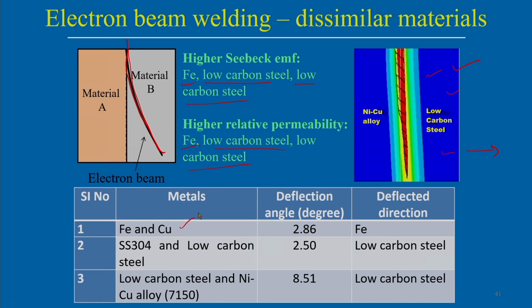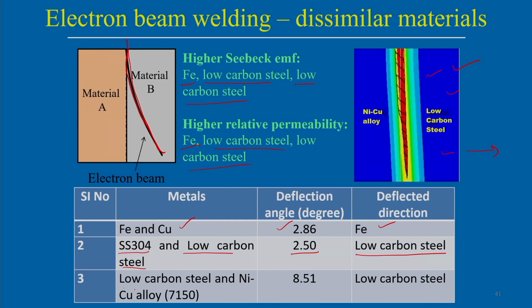So, that is Fe and copper. The deflection angle is as much as 2.86 degrees, and the deflected direction is towards the iron. If we look into the combination of SS304 and low carbon steel, in this case the deflection angle is around 2.5, but it gets deflected towards the low carbon steel.